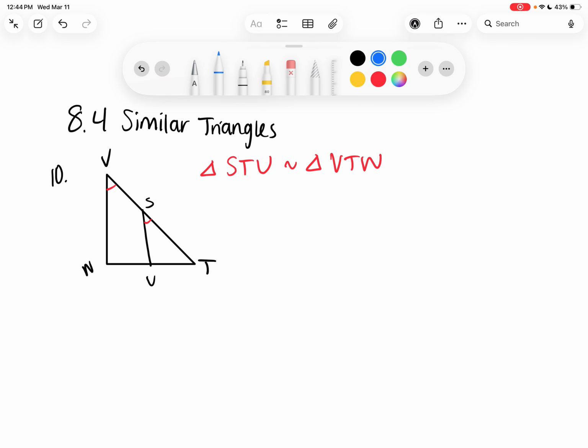So we can see just from the markings right away that angle V and angle S are congruent. Angle T is part of both, so it's congruent to itself, so we would just write angle T and angle T. And then the other angle over here is W and then U. So angle W and angle U are both congruent as well.